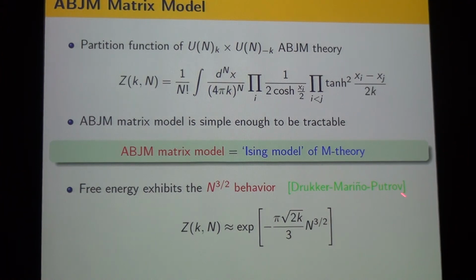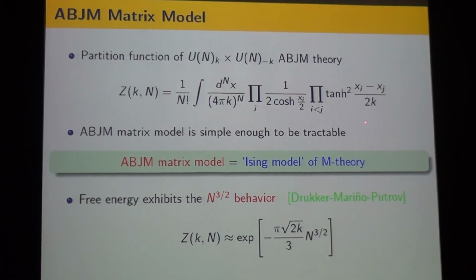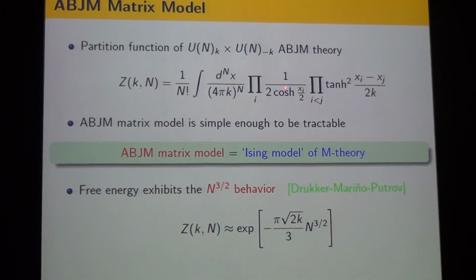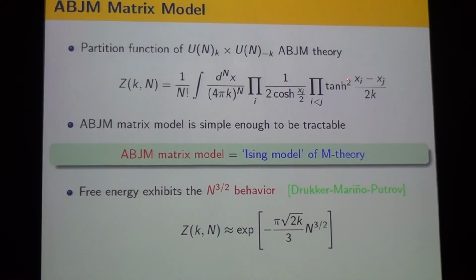After applying the localization technique, we get a finite dimensional integral expression of this quantity. This is just an ordinary integral with N variables. It almost looks like a matrix model integral, but the measure factor is not the usual Vandermonde, but something else, which is called the Cauchy determinant in this case. But anyway, this is a very concrete expression, so by studying this quantity very carefully, we can learn something interesting about M theory. In this sense, this model can be thought of as a kind of Ising model for M theory.